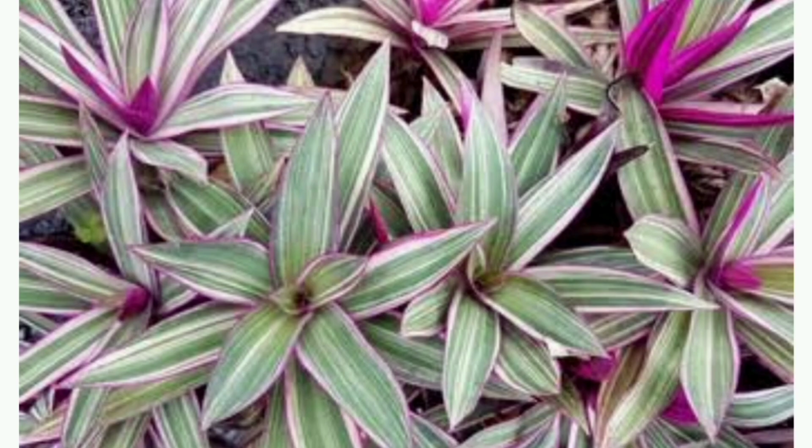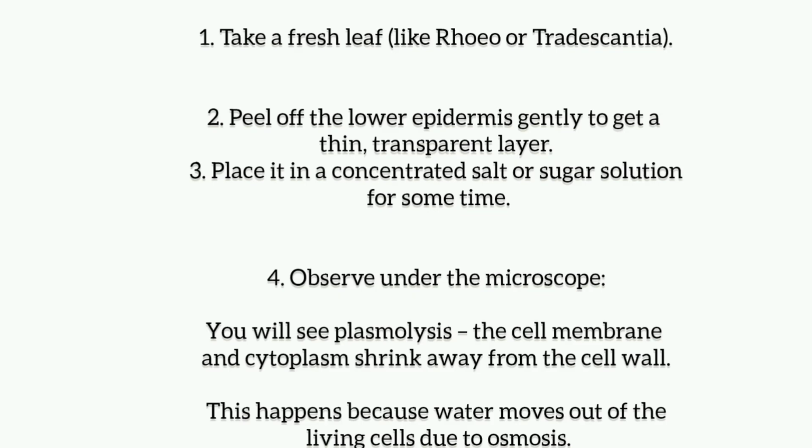To observe plasmolysis, let us understand a simple activity using Rheo leaves. Take a fresh Rheo leaf, peel off the lower epidermis, and observe it under a microscope to see the normal cell. Put a strong solution of salt or sugar on it, and observe under the microscope. Then what will you see? You will see plasmolysis, and this happens because water moves out of the living cells due to osmosis, and this shows that living cells can perform osmosis.